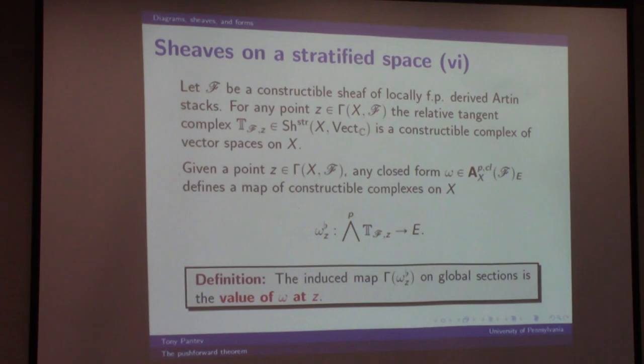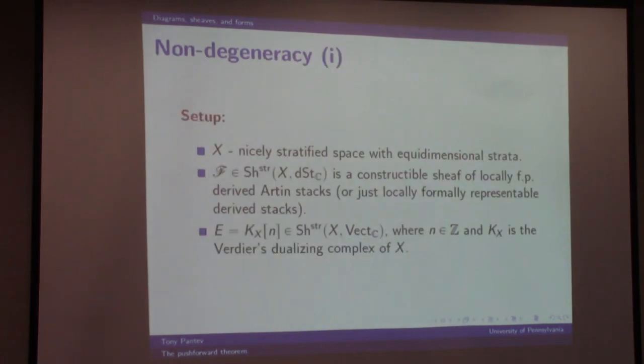And if I have a relative closed form on the sheaf with values in a complex of vector spaces E, I can pull it back by this local section, and I'll get a skew-symmetric pairing on the pullback tangent complex with values in the complex of vector spaces E. And you can think about this as the value of the form on the section Z. So this is what a closed form is, and closed forms have values, and now I can take this and explain what non-degeneracy means.